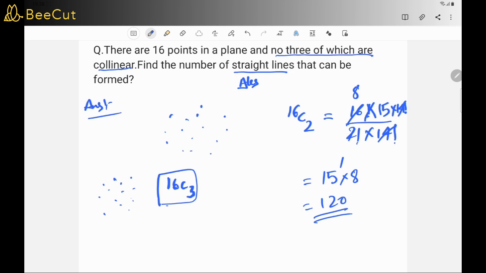So if I select any 3 points out of 16, for example these 3 points, they are not collinear, so they do not lie on the same line. So whatever selection of 3 points we make, we will be able to form a triangle, because the points are not collinear.